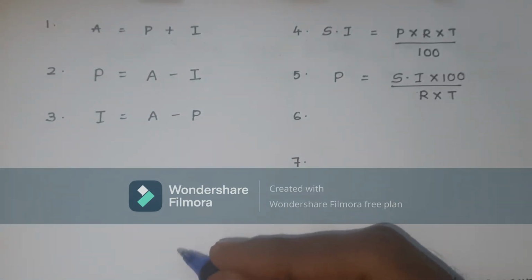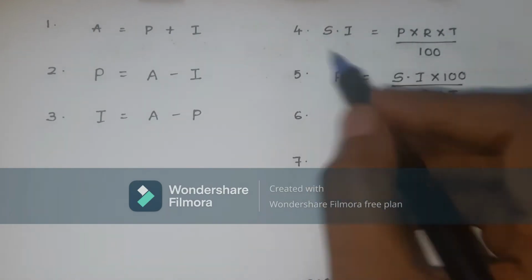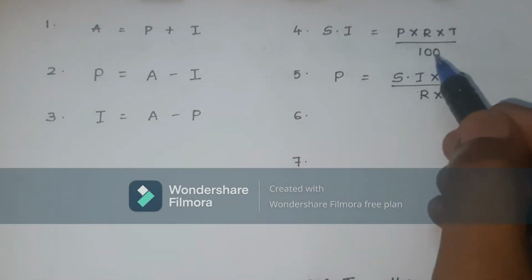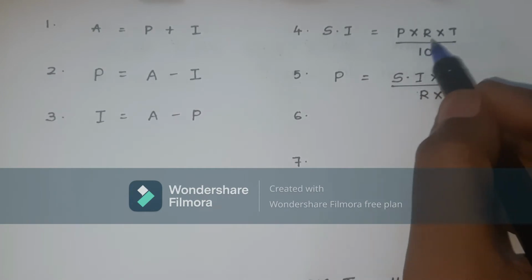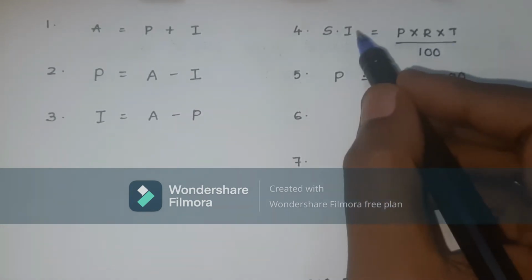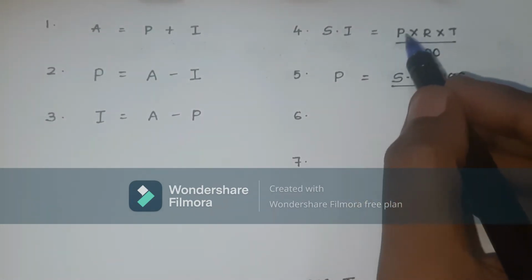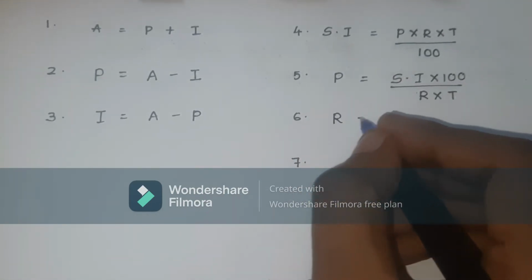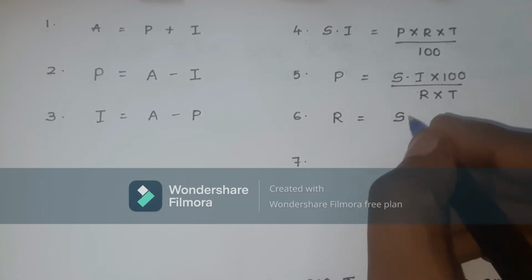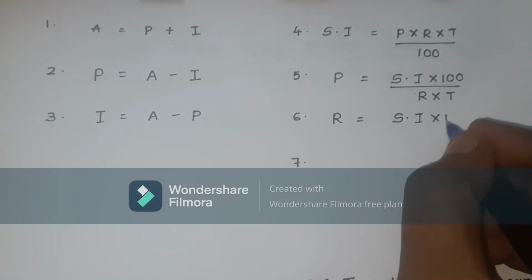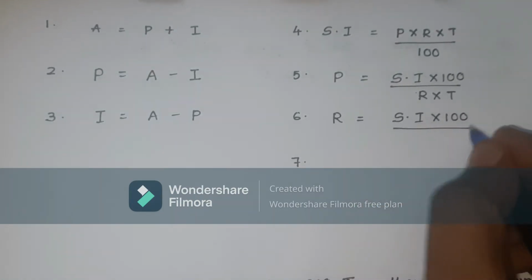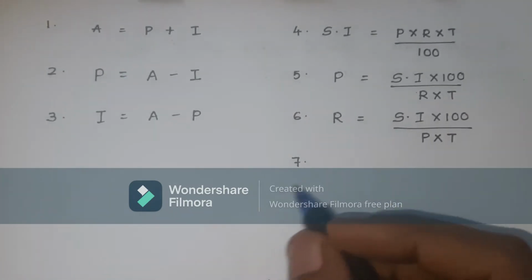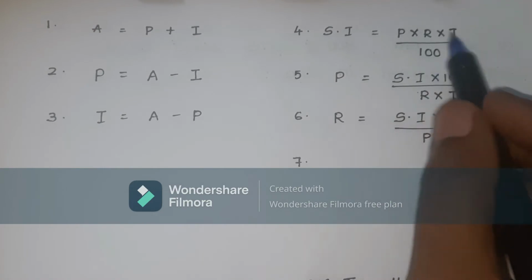Right student? Now let's say again this is my basic formula. I want to find out rate. Principal, time and simple interest have been given. So I need to make rate my subject. Again this 100 goes here, and principal and time will be divided. Therefore the formula for rate will be simple interest into 100 upon principal into time.